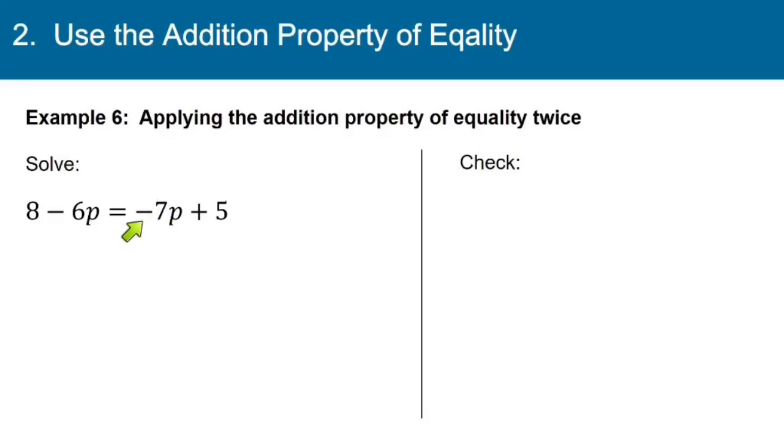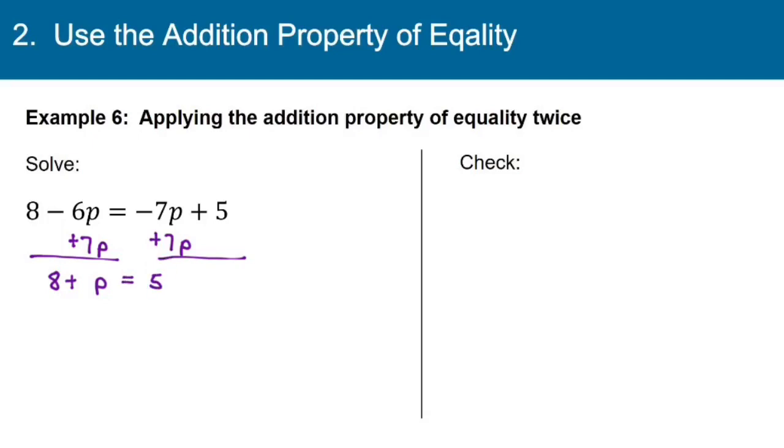Well, negative 7 is less than negative 6 because think about it. You'd rather be $6 in debt than $7 in debt. So clearly negative 6 is a little bigger than negative 7. All right, so let's add 7p to both sides. So I'm going to add 7p to the right and 7p to the left. And now let's combine like terms on the left side. 8 minus 6p plus 7p is going to add up to 8 plus 1p. On the right side, negative 7p plus 5 plus 7p is going to add up to just 5.